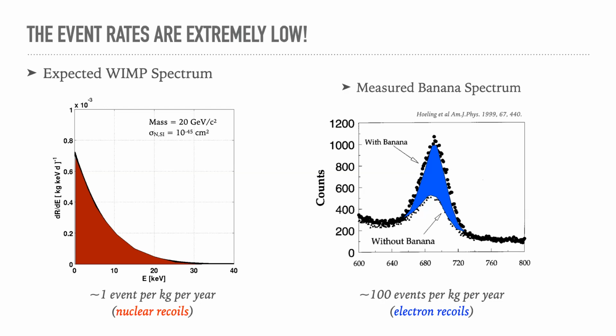This is from the American Journal of Physics. I don't know if everybody knows about this journal, but it essentially publishes a lot of undergraduate research in the US. It's put out by, I think, the American Association of Physics Teachers. What this group did is they used a high purity germanium counter to measure a banana, because a banana is radioactive. This is their spectrum without the banana. This is the spectrum with the banana. The blue is the difference. It's like 100 events per kilogram per year.